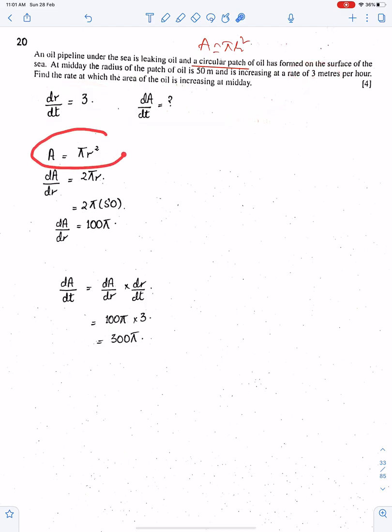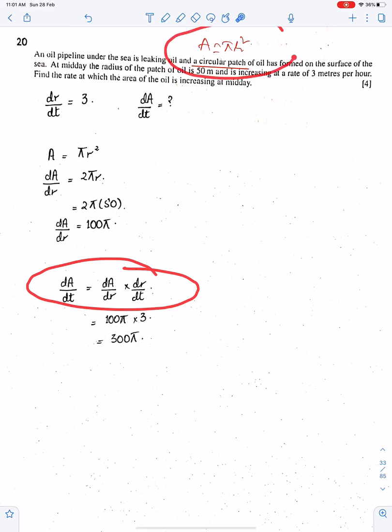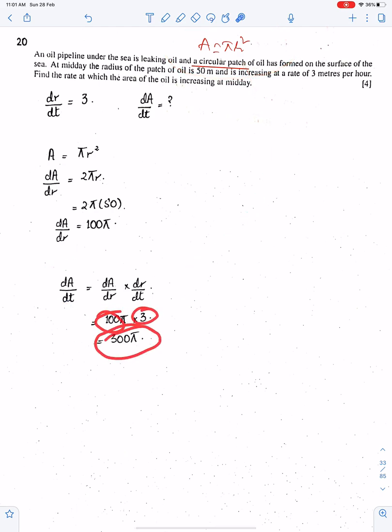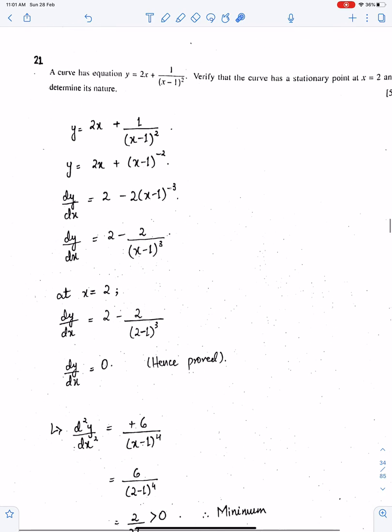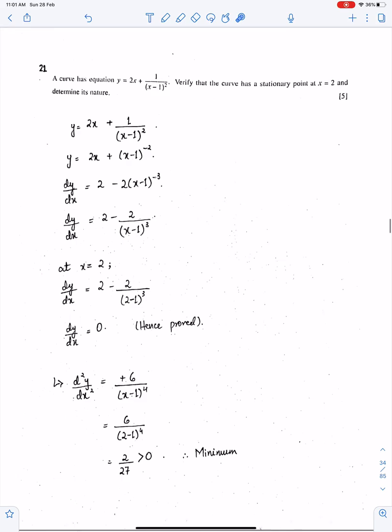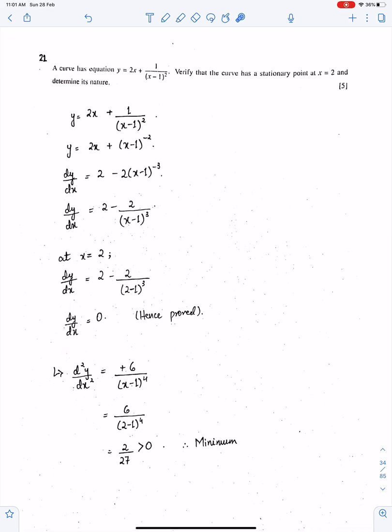When you differentiate this, you will get 2 pi r. By substituting r = 50, you can get dA upon dr. And this is the chain rule of this formula. So this is 100 pi and this is 3, so the answer is 300 pi. This question is very simple. This question is again very simple.